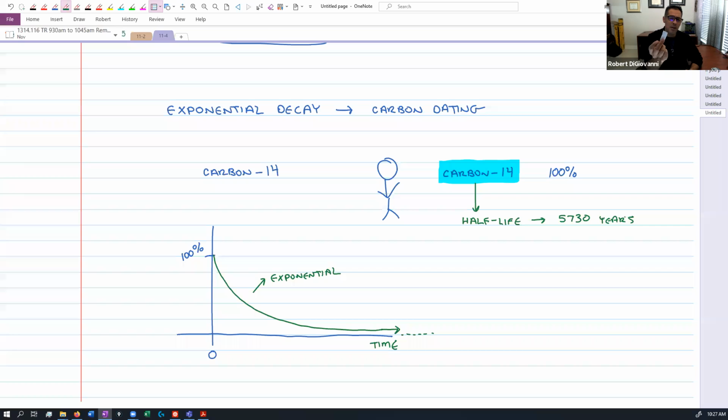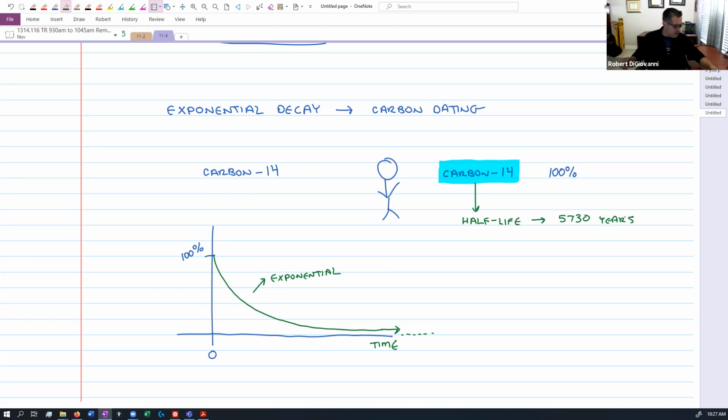Is this ever going to be gone? If I keep cutting it in half, will it ever completely be gone? Nope. I'm still going to have something there, right? But each time it's 5,730 years. Okay, that's a long time, right? That is a long time for half of it to go away.